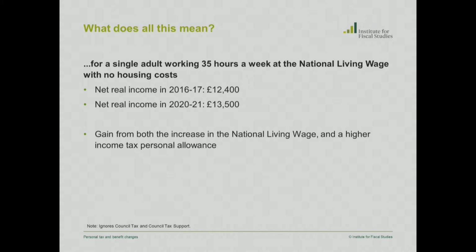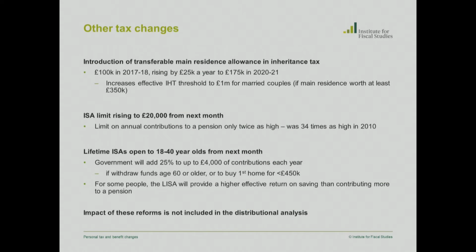There are other tax changes coming in April. I'm going to skate over them quite quickly. The first is the introduction of a transferable main residence allowance in inheritance tax. In layman's terms, that just means the effective IHT threshold for a couple will be £1 million in 2021, as long as their main house is worth £350,000 or more.